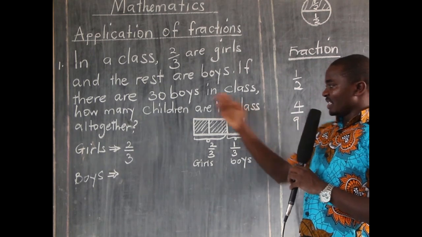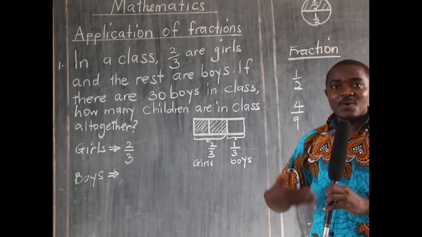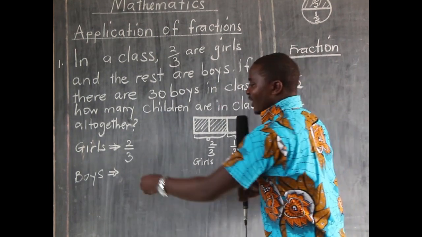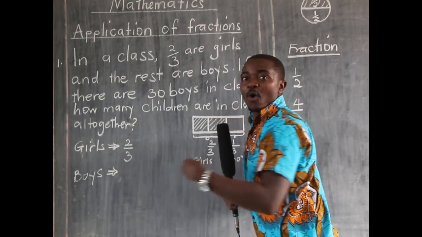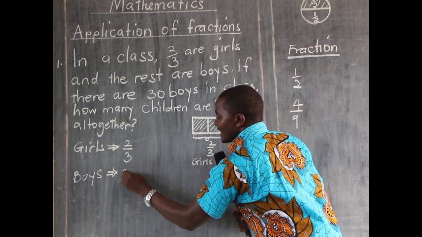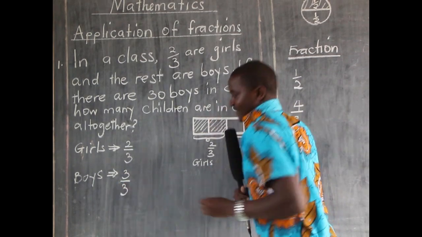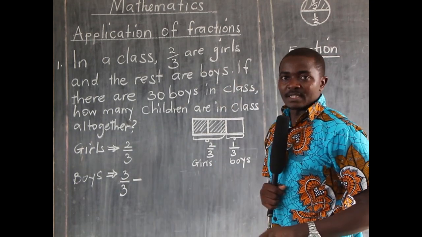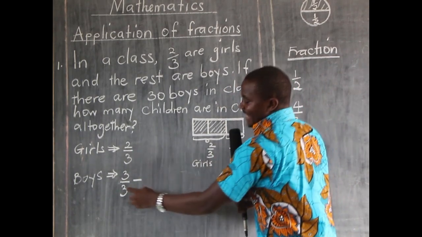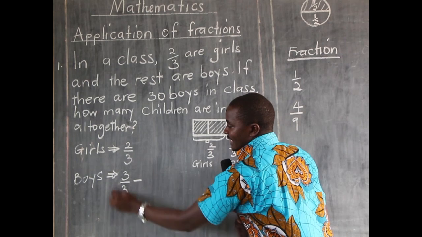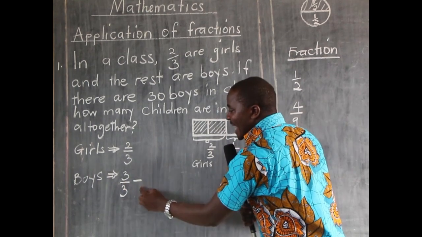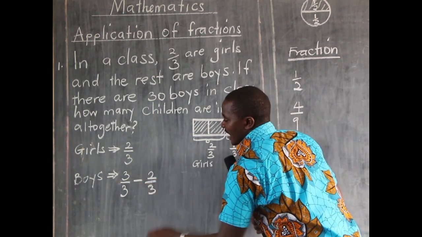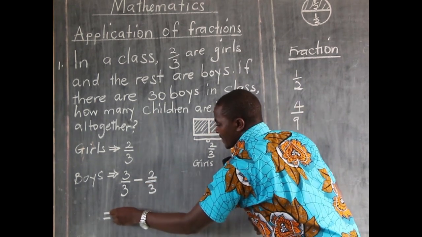But without using a diagram, I can also work out how I am going to get the fraction for boys. The whole class is having 3 out of 3, minus the fraction for girls. If I get the fraction that represents the whole class, minus the fraction of girls, which is 2 out of 3, I will get the fraction of boys.